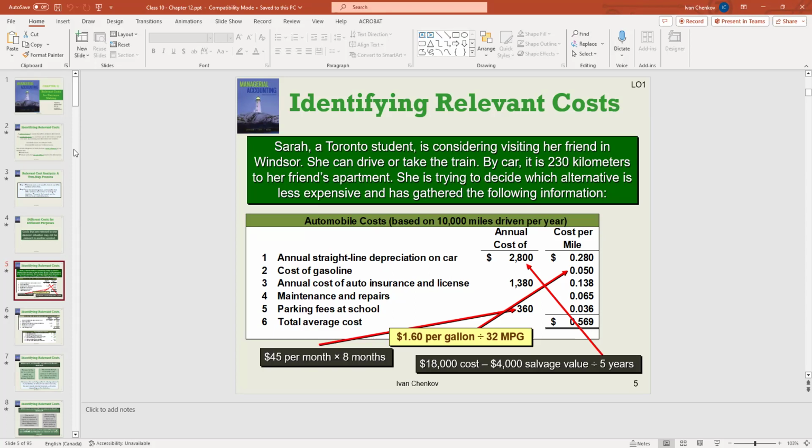Let's see the next one. Cost of gasoline. If I decide to go with the train, can I avoid that cost? Yes. So, is it avoidable? Yes, it is. Next one. Annual cost of the auto insurance and license. Sorry, that's not avoidable.